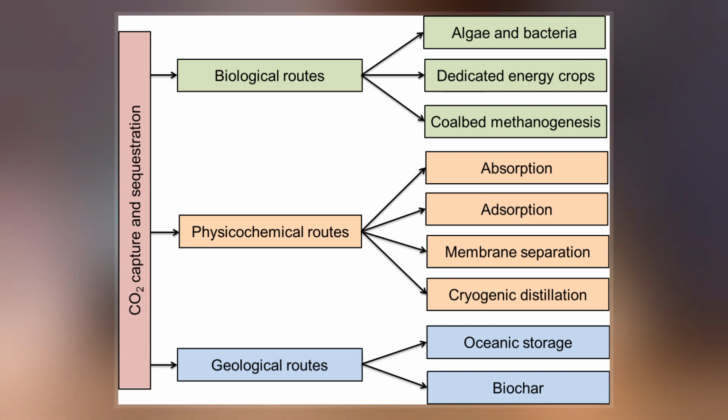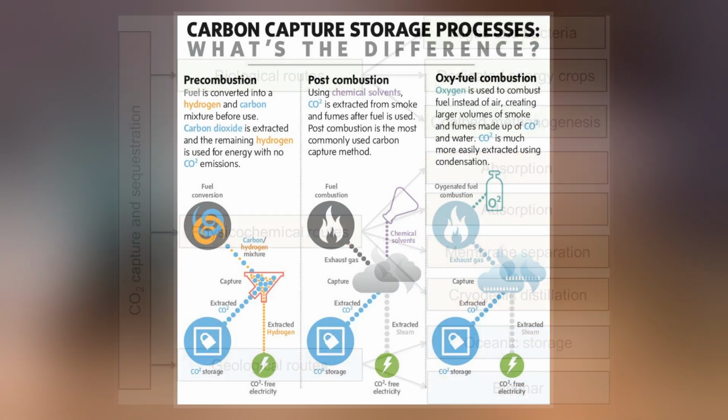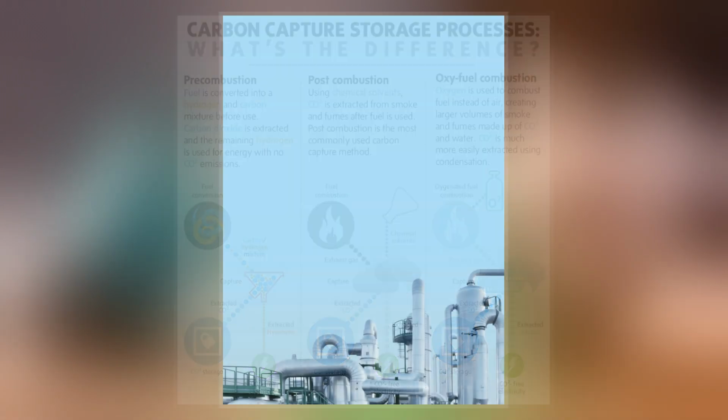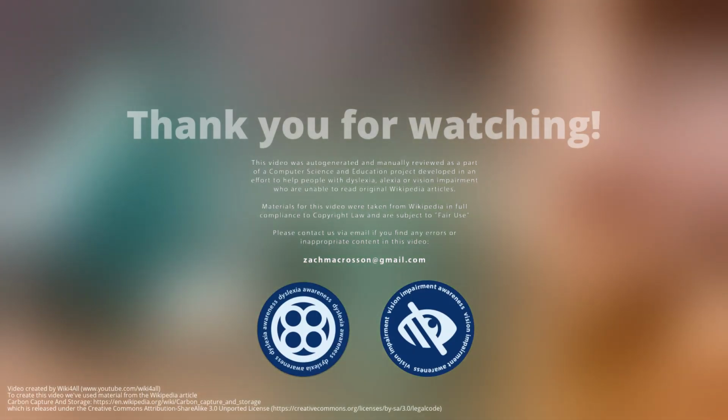Carbon dioxide can be captured directly from the air or from an industrial source using a variety of technologies, including absorption, adsorption, chemical looping, membrane gas separation or gas hydrate technologies.